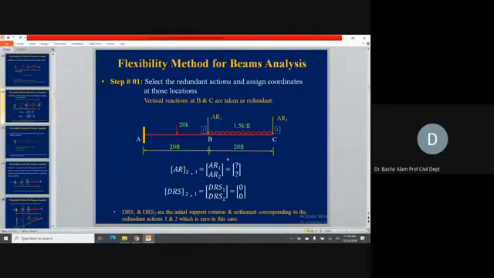So the AR matrix is now AR1 and AR2, which are unknown at this stage, and the DRS corresponding to them. Now in the original structure, we see if there are any preconditions. If there are no preconditions, straight away we record them as 0, 0, and if there are any preconditions, we record them accordingly. So now here we don't have any settlement at B, no settlement at C, so we record them equal to 0, 0. So DRS1 and DRS2, these are the initial support rotations and translations corresponding to the redundant actions 1 and 2, which are 0 in this case. So that's why this matrix is becoming 0.